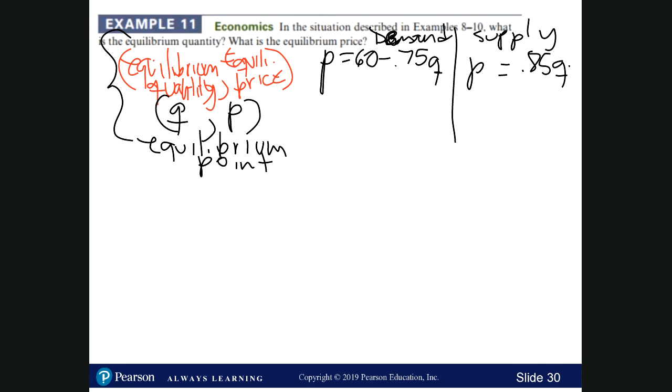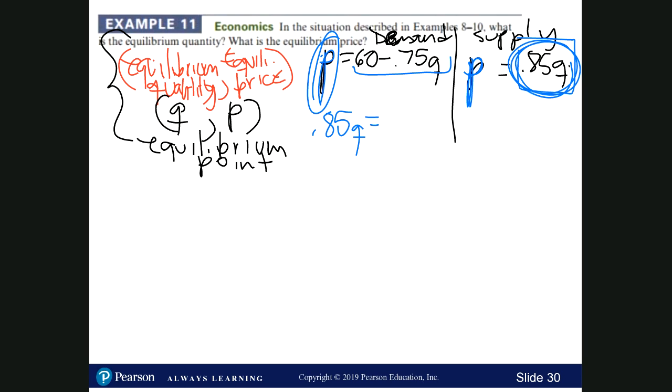So one way to solve it is by substitution. We already have these two equations written in terms of P. We want to find the point of intersection where the price is the same. So I'm going to replace this variable with this expression. So it will be 0.85Q is equal to, and now I'm going to write what I have here on the right side, 60 minus 0.75Q.